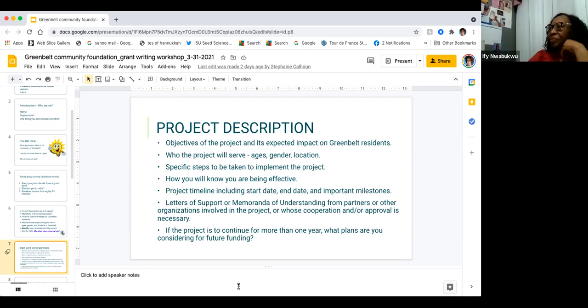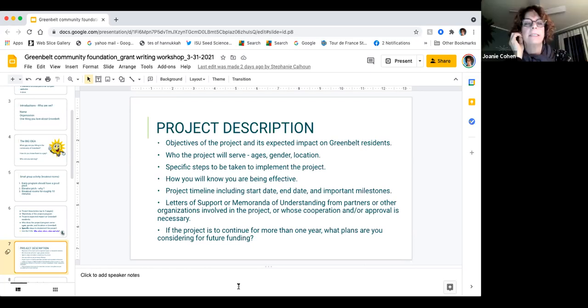Where is it? Okay, so here it is again, but let me walk through because this is precisely from the application itself. The objectives of the project and its expected impact on Greenbelt residents. And again, we are targeting Greenbelt residents. So if your program serves more than one community, that's awesome. But what we really want to know about is how are you making an extra effort to serve Greenbelt residents?